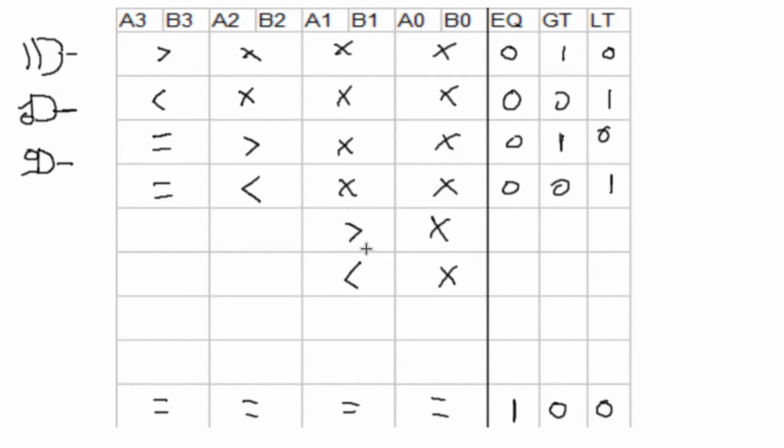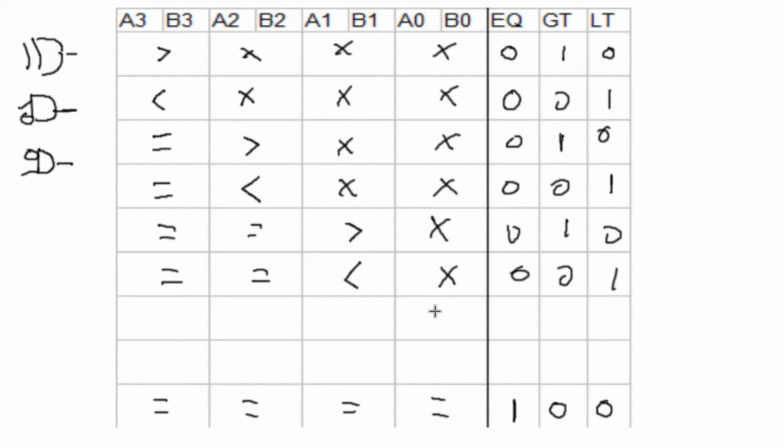But we don't want to be testing these arbitrarily. We only want to test them if A3 is equal to B3 and A2 is equal to B2. So we write equals in all of these points, and likewise, if A1 is greater than B1, it's greater than. If it's less than, it's less than. All other conditions are 0.